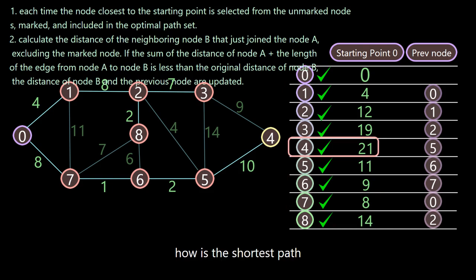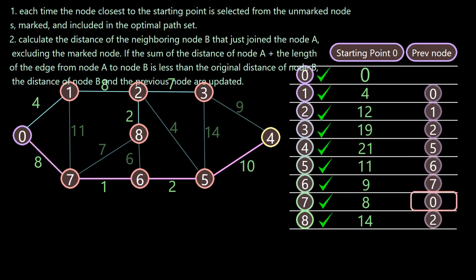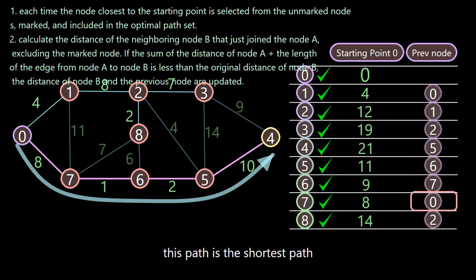So, how is the shortest path? We follow the previous points and go back in reverse. First, Node 4 is preceded by Node 5, then 6, then 7, and finally the starting point 0 is reached. Then, this path is the shortest path.